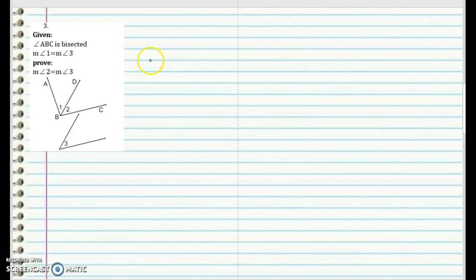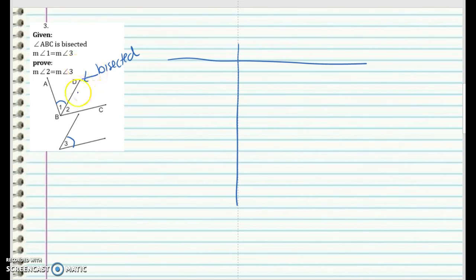Now let's look here. I know that angle ABC is bisected and the measure of angle 1 equals the measure of angle 3. So if ABC is bisected, that means that angle 1 and angle 2 also have to be the same. My goal is to say that 2 equals 3, so I'm almost there.